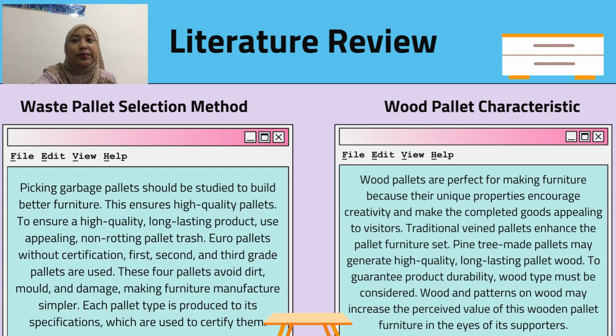Then I will present about wood pallet characteristics. Wood pallets are perfect for making furniture because their unique properties encourage creativity and make the furniture appealing to visitors. Traditional vein pallets inspire the pallet furniture set. Pine tree made pallets may generate high quality, long lasting pallet wood to guarantee product durability. Wood type must be considered. Wood and its pattern may increase the purchase value of this wooden pallet furniture in the eyes of the supporters.